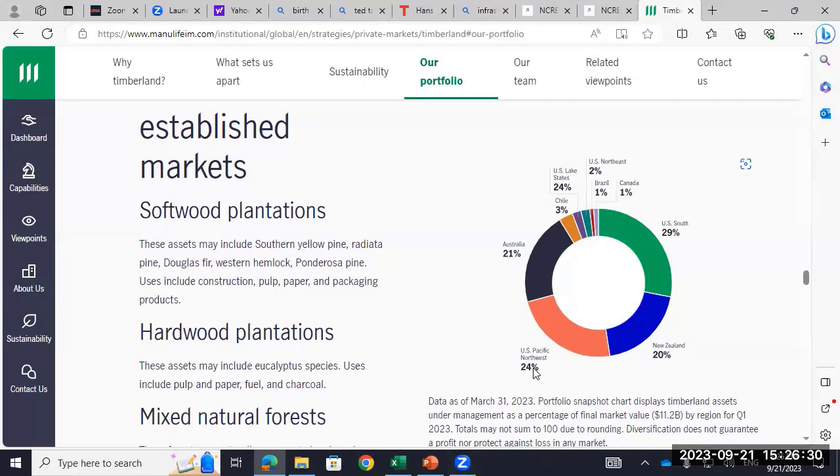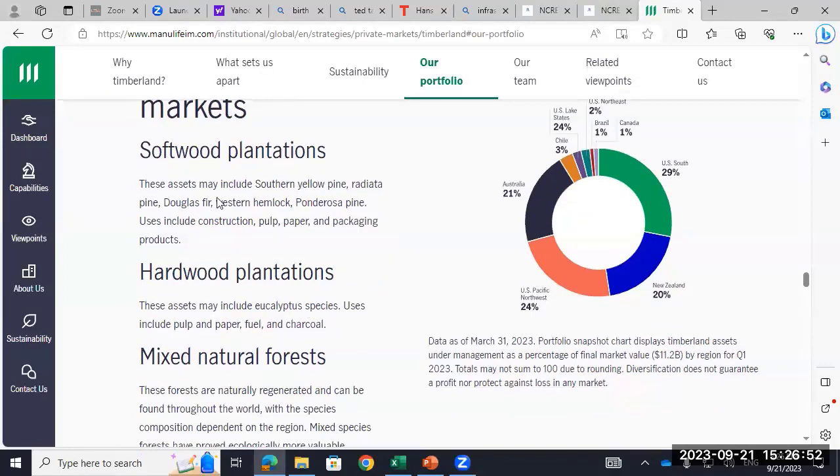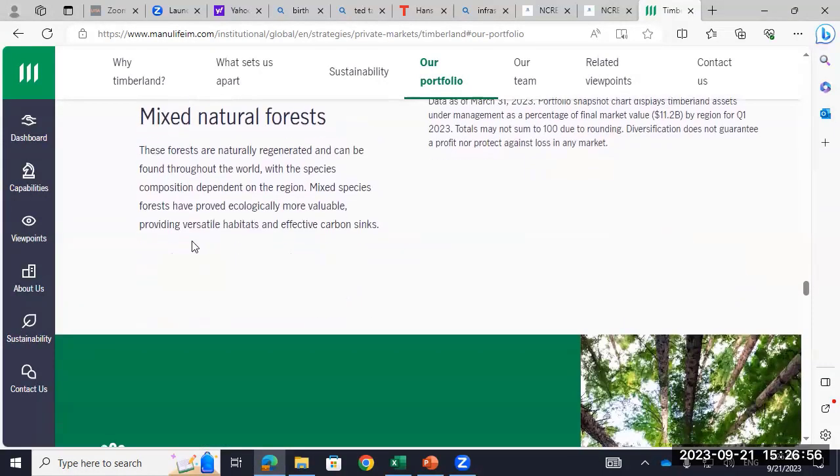The Pacific Northwest is pretty big. New Zealand is a big timber place as well, but unfortunately it's way out there in the middle of nowhere, so you've got pretty heavy shipping costs. Australia, US Northeast. Now this is their portfolio. Obviously Canada's a huge timber place. They're just not big into Canada. It's interesting. 20% is New Zealand though. Softwood, hardwood, mixed.